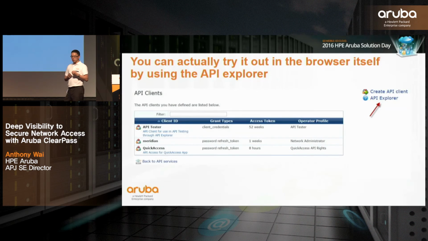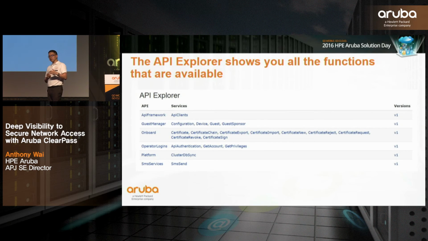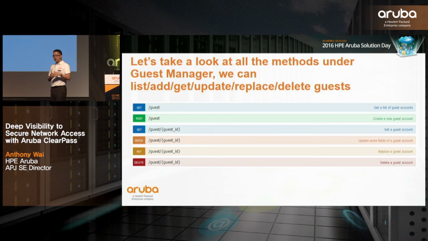So how do we know how to use it? You actually use the Explorer. You can click on the Explorer. It lists out all the modules that are sitting in the API calls of ClearPass. And if you drill down once again, it lists out the methods of the calls. So here are the guest management calls. You can create, update, replace, and delete guests through the API call.